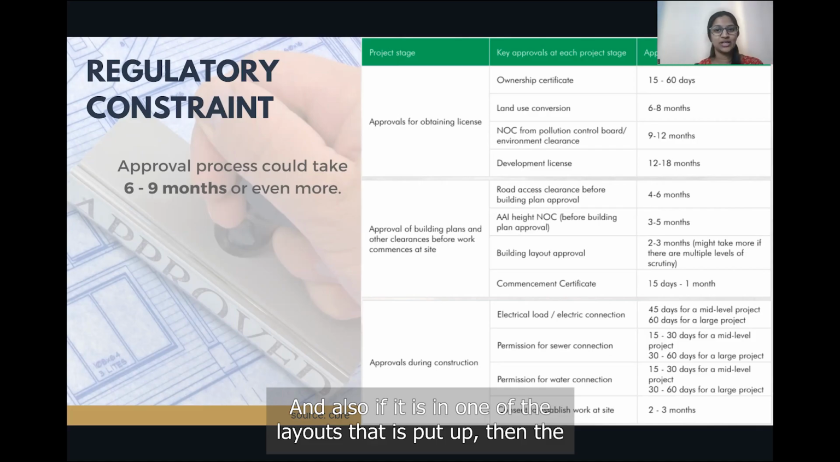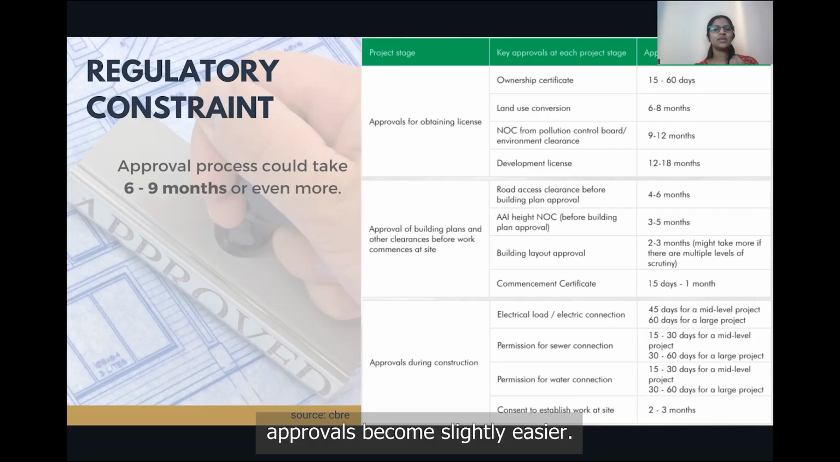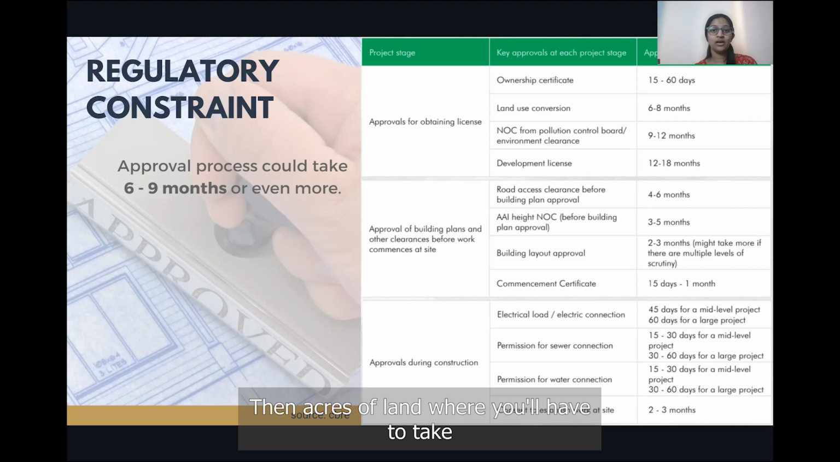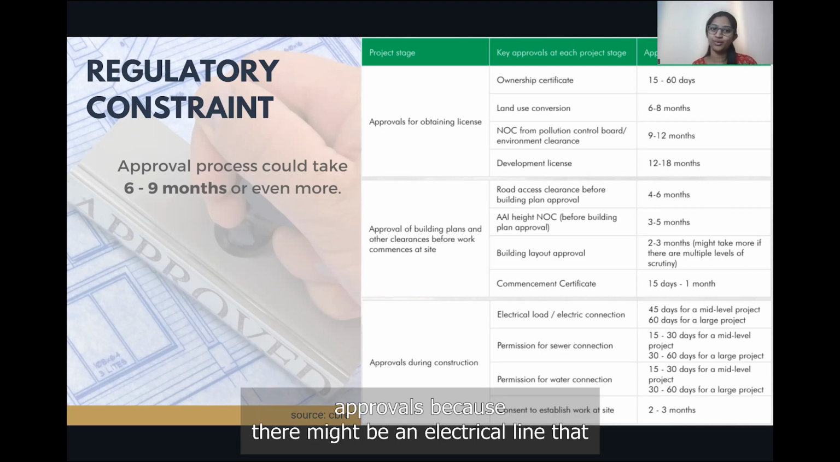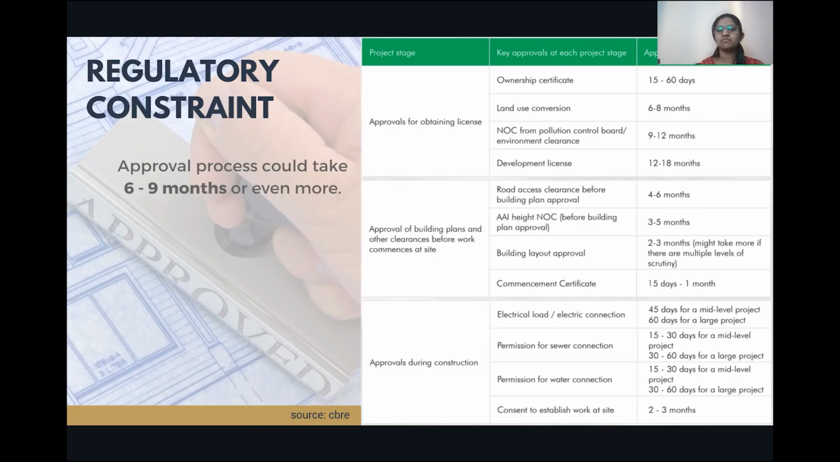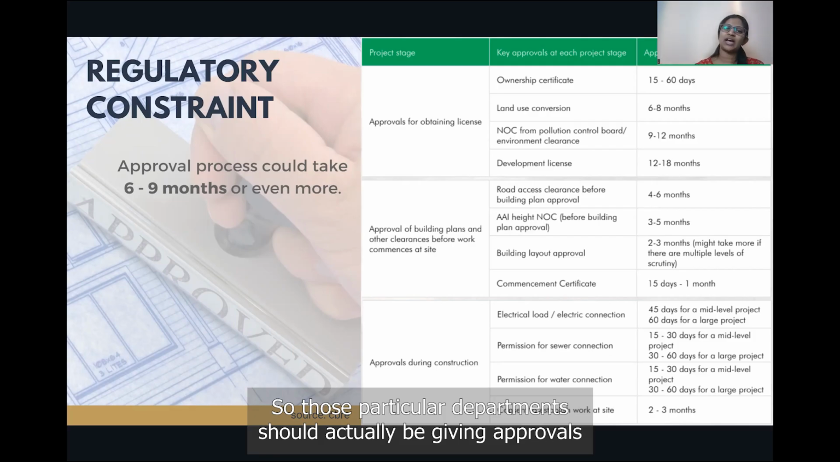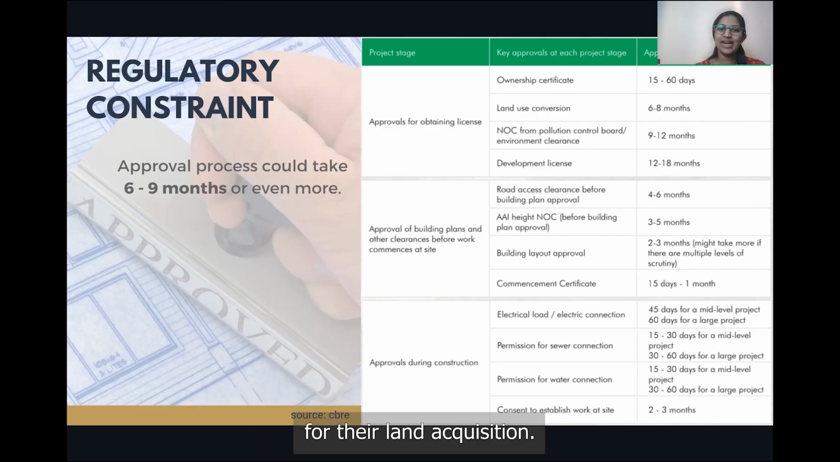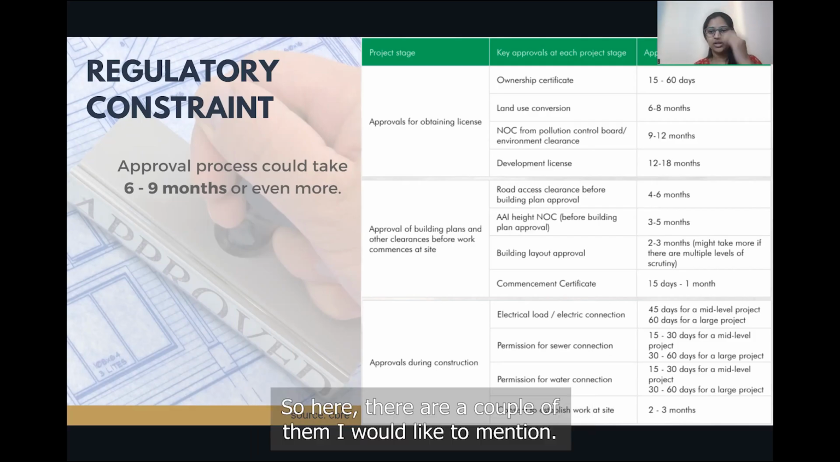and also if it is in one of the layouts that is put up, then the approvals become slightly easier than acres of land where you'll have to take tools, because there might be an electrical line passing by, or maybe the drainage system wouldn't have been planned there, just in case it is in the outskirts. So those particular departments should actually be giving approvals for that land acquisition. So here there are a couple of them I would like to mention.